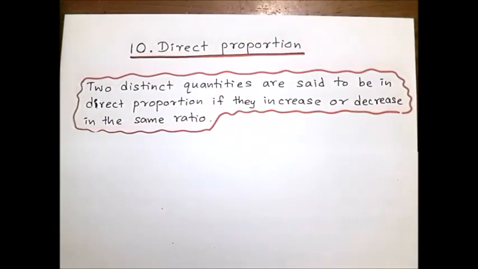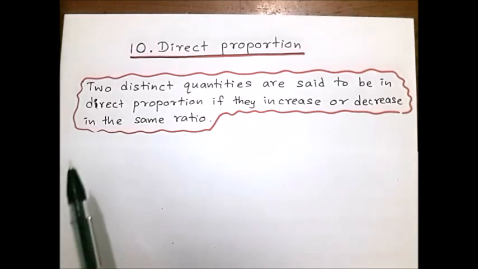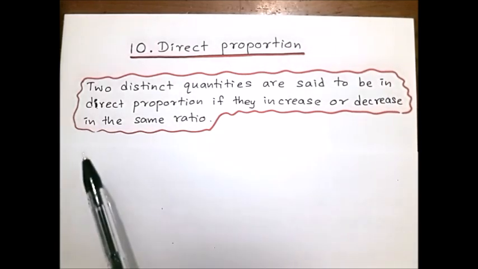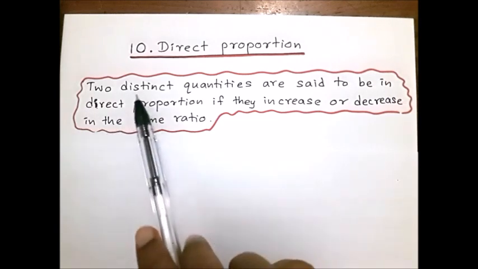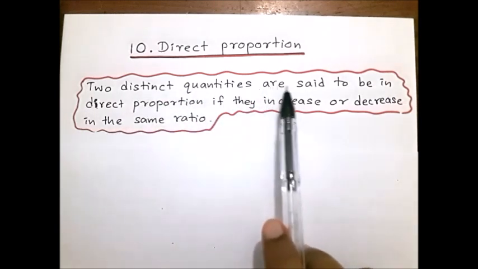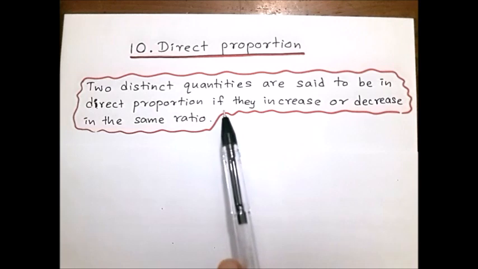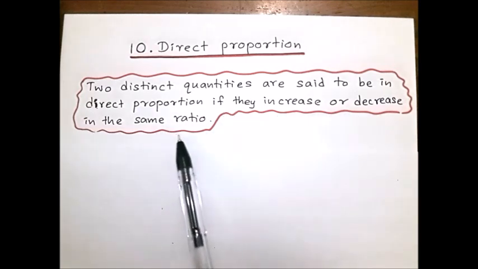Hello students, today I am going to teach you the 10th lesson of your textbook, which is called direct proportion. This is the definition of direct proportion. It says two distinct quantities are said to be in direct proportion if they increase or decrease in the same ratio. Now I am going to describe the above definition further.